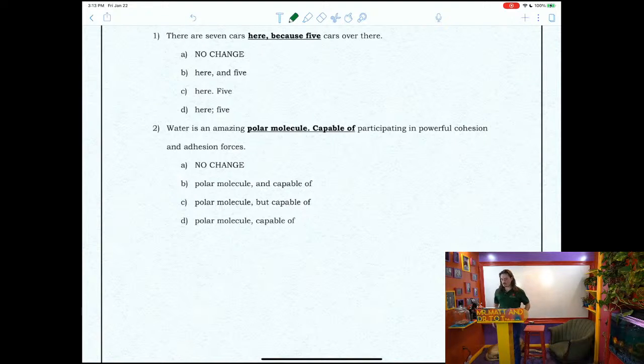Number 2 asks, water is an amazing polar molecule, period, capable of participating in powerful cohesion and adhesion forces. So I'm going to give you 3 minutes. After 1 minute, I'll start to give you some hints, and then we'll go through a full explanation. I'll keep track of the time in the upper left-hand corner, and I'll do my best to update it per minute.